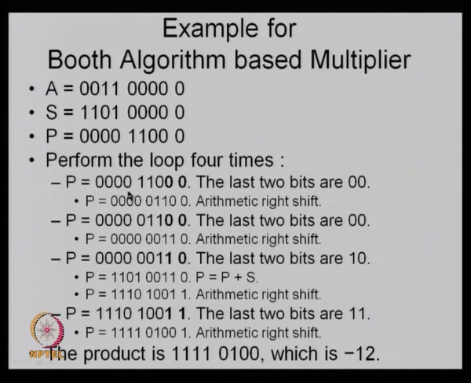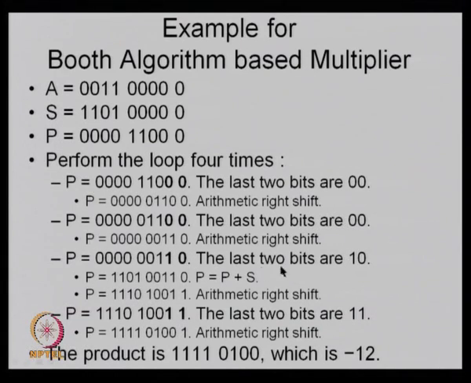So, first P is equal to 0, 0, 0, 1, 1, 0, 0, add this 0. The last 2 bits of P are 0, 0. So, arithmetic right shift: since they are 0, 0, do not do anything, just shift one side. Okay. Now, again we see the last 2 bits are 0, 0. So, just shift again. So, you get 0, 0, 0, 1, 1, 0.